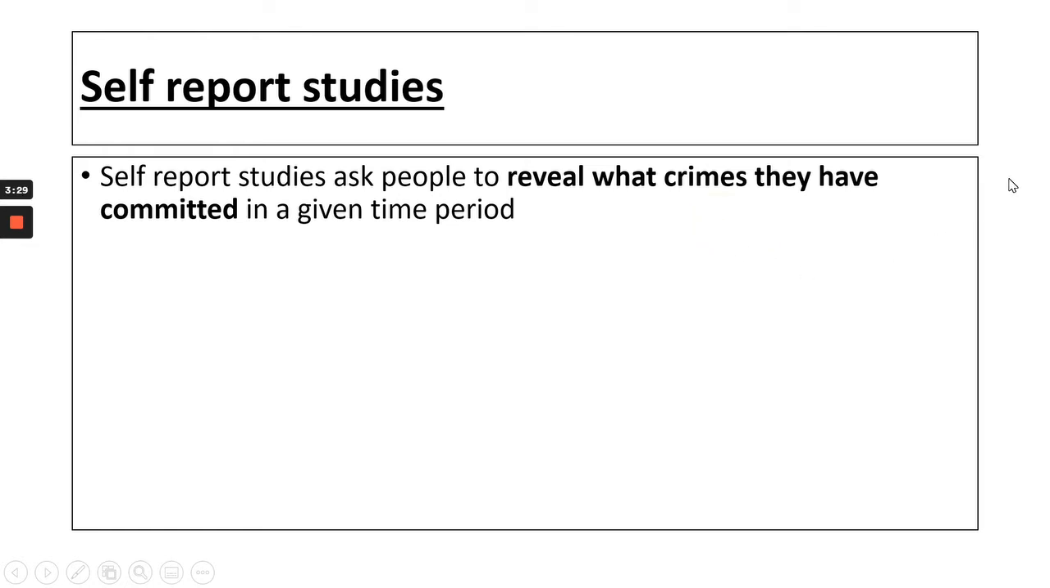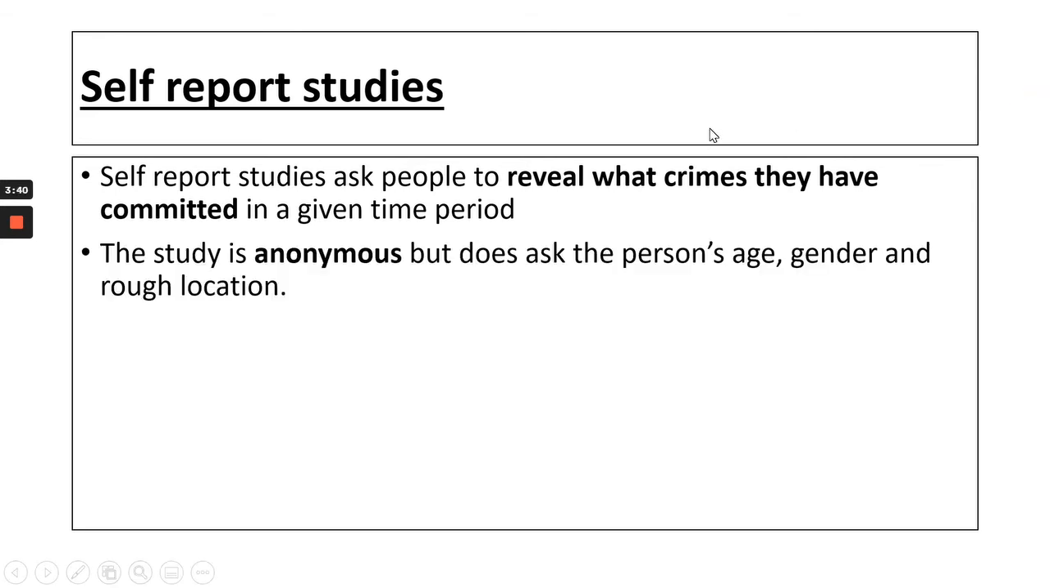The next way to analyse crime is to look at self-report studies. Again, put that as a subheading and just jot down these notes. A self-report study asks people to reveal what crimes they have committed in a time period. So it might be, in the last year, what crimes have you committed? The study is anonymous, but it does ask their age, their gender and rough location. So not their postcode, because obviously you could maybe figure out who it was, particularly in remote postcodes, but it does ask general area.